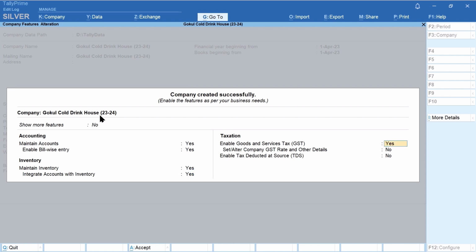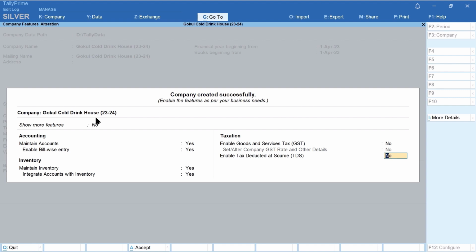Remaining features are not applicable for this company. We will quickly run through them. The next, enable goods and services tax. The turnover of our company is quite small. As per GST rules, any company with a turnover of 40 lakhs rupees or more needs to register under GST. So we will set this to no.